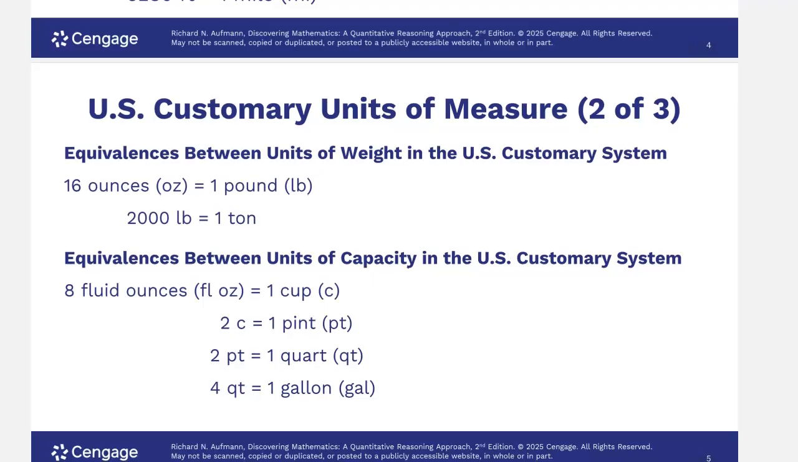And then when we think about capacity, I want you to think about liquids here, measuring liquids. We can talk about 8 fluid ounces. Now, these ounces are different than these ounces. This is in terms of weight, whereas fluid ounces is in terms of liquid. There's 8 fluid ounces in 1 cup. There's 2 cups in 1 pint, 2 pints in 1 quart, and 4 quarts in 1 gallon.